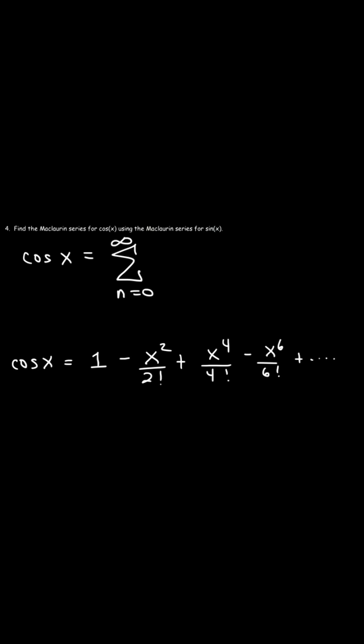Now, keep in mind, when n is 0, we need to get 1. When n is 1, we need to get the exponents 2 and a factorial 2. When n is 2, we need to get 4 factorial and x to the 4th. And then when n is 3, we need to get 6. So notice that the exponents and the factorials are always 2 times the n values.